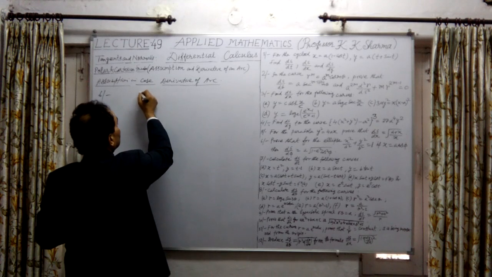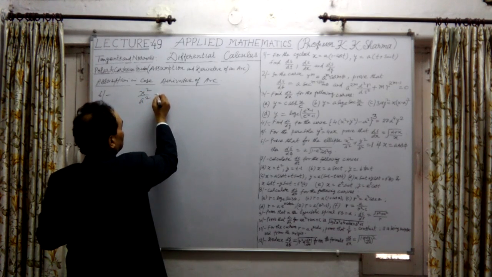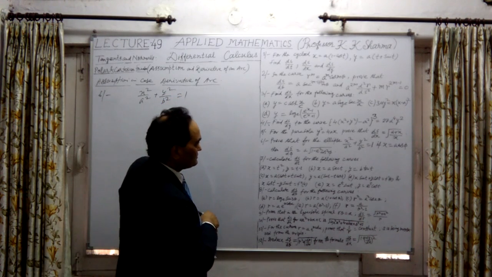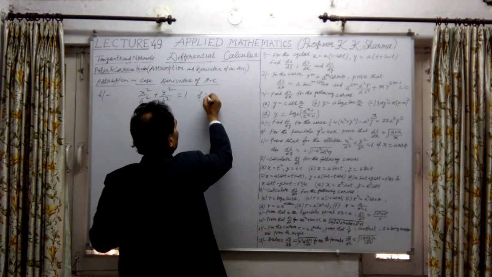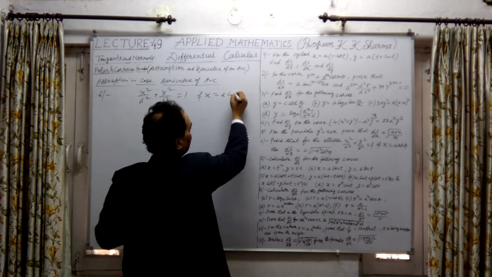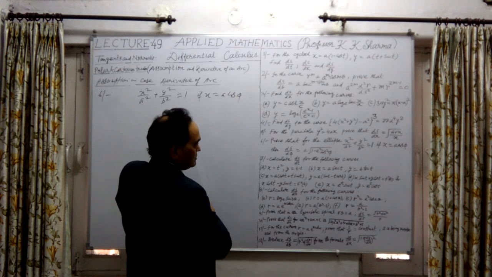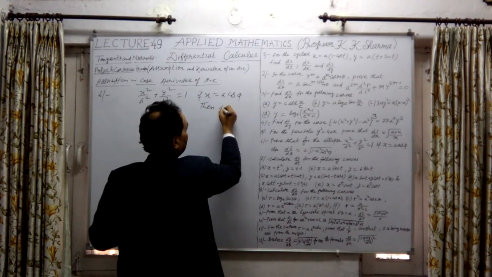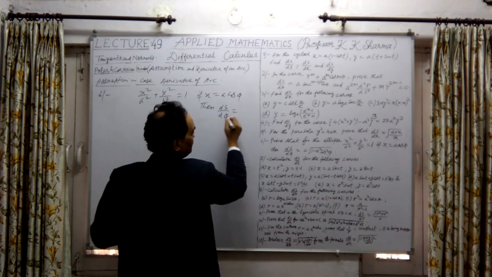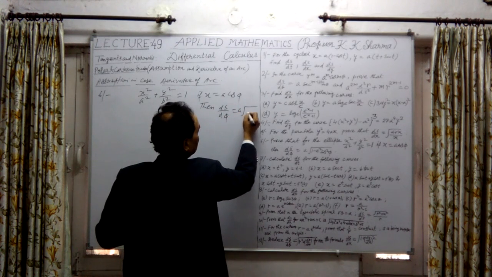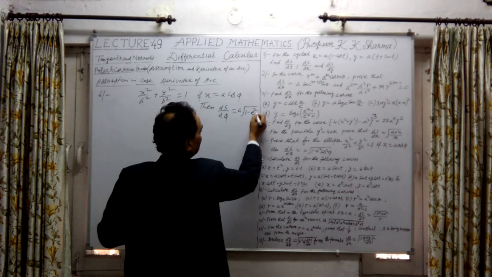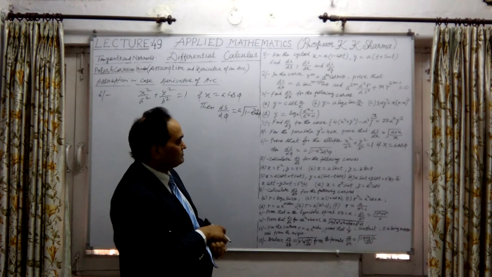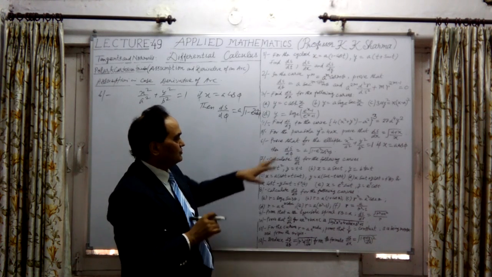Prove that for the ellipse x square upon a square plus y square upon b square equal to 1, if x equals a cos phi, then ds upon d phi is equal to a into under root 1 minus e square into cos square phi. This we have to prove.